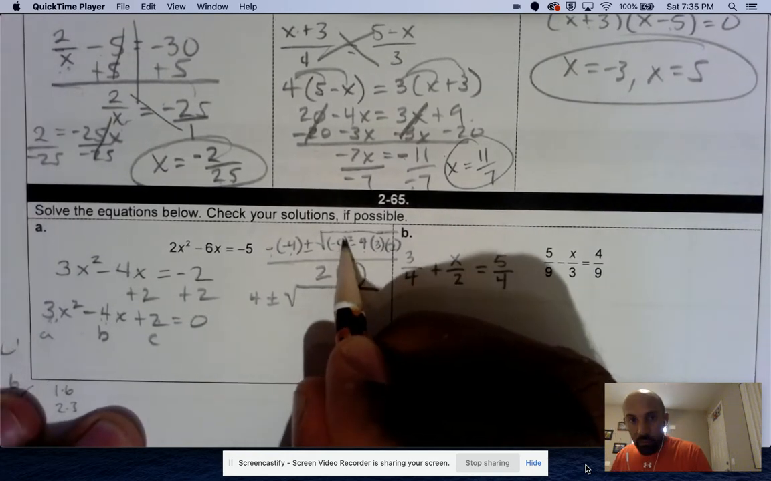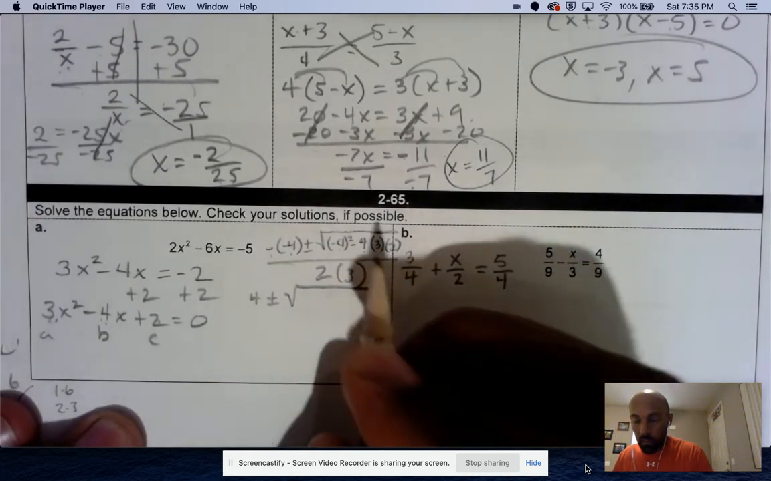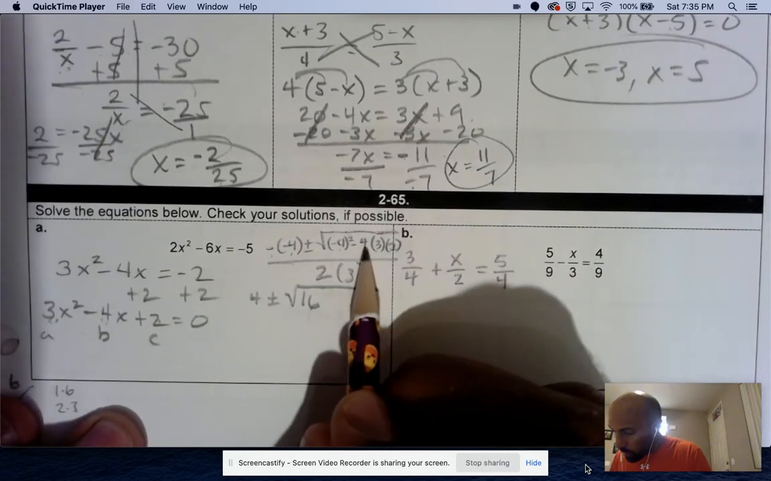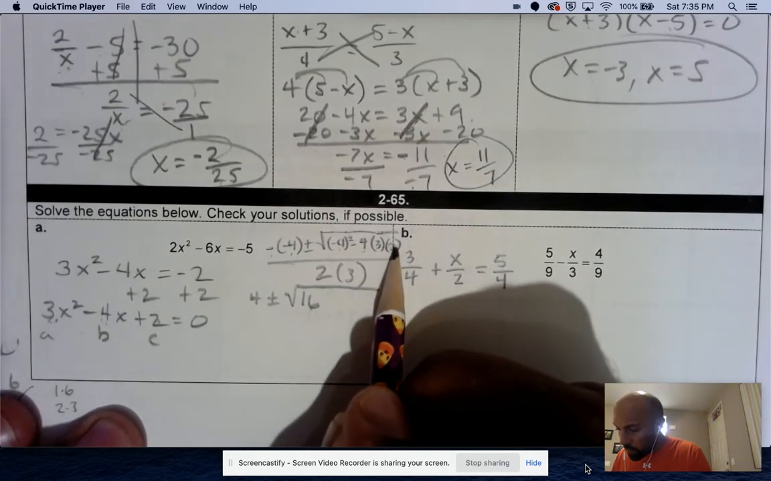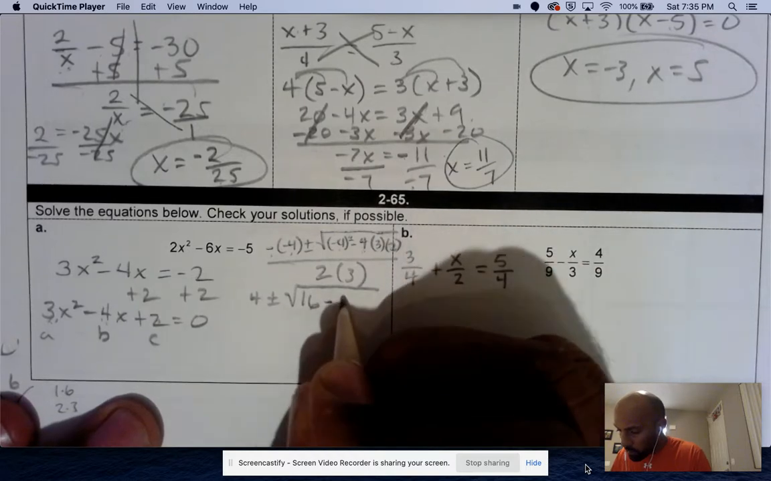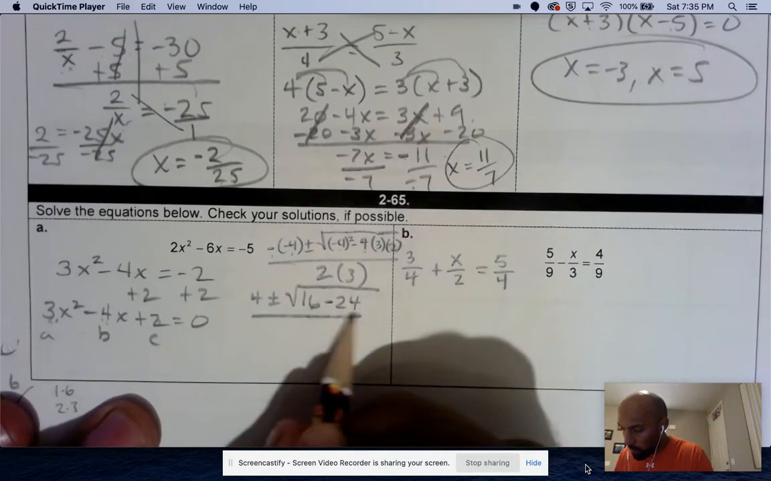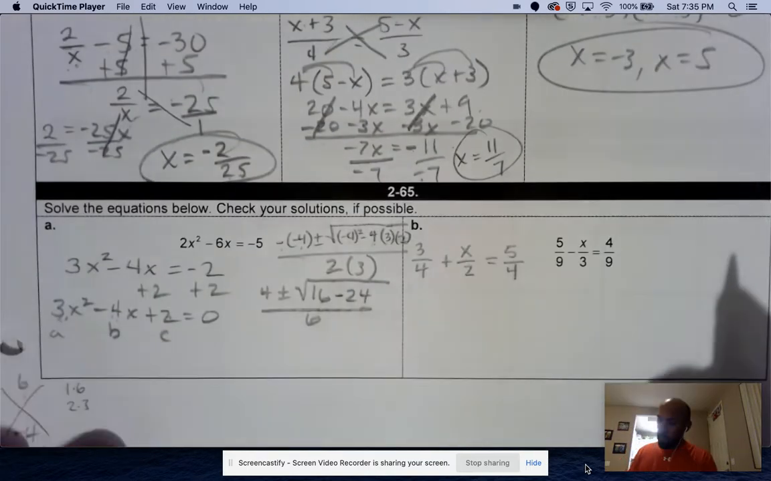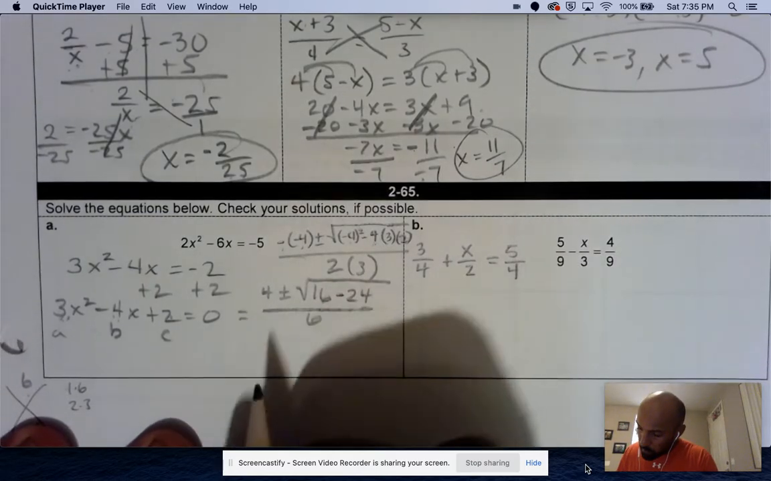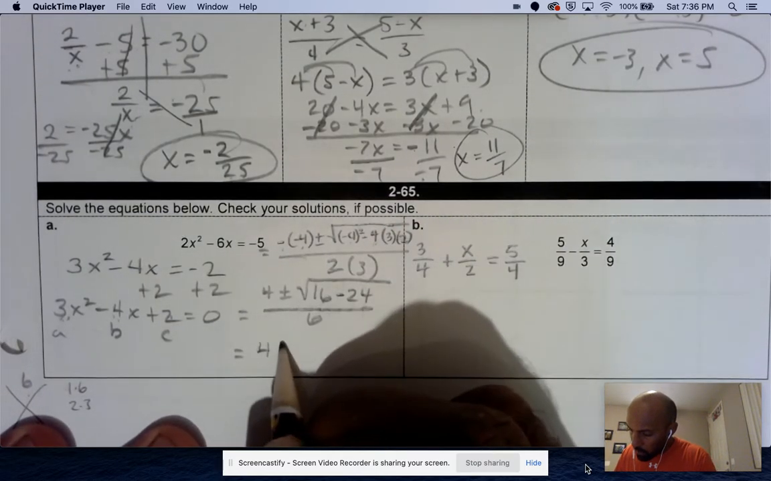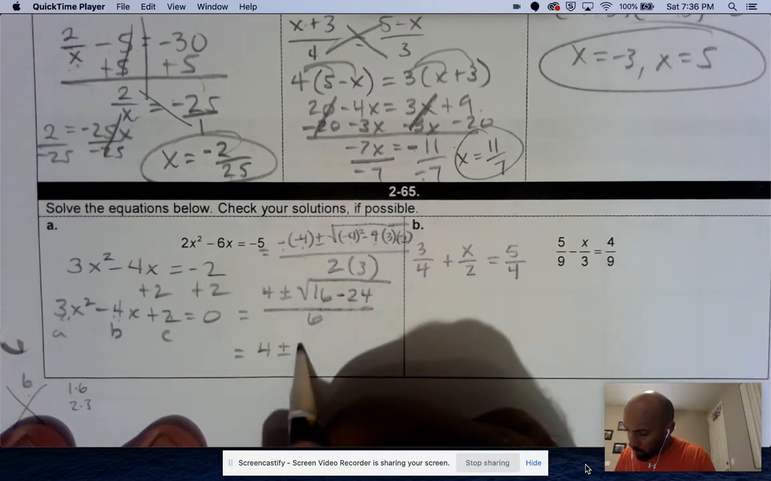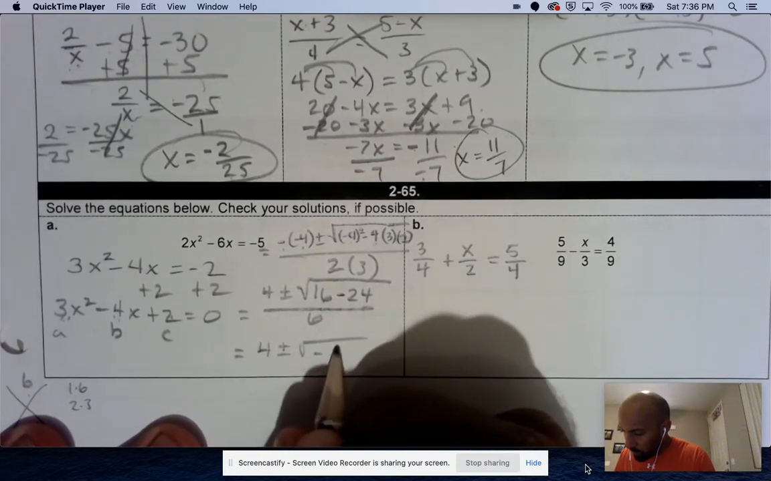And now negative 4 squared is 16. Okay, so now I'm going to multiply these out. So 4 times 3 is 12, times 2 is 24. So it's 16 minus 24 over 6. Okay, so now 16 minus 24 is going to be negative 8.